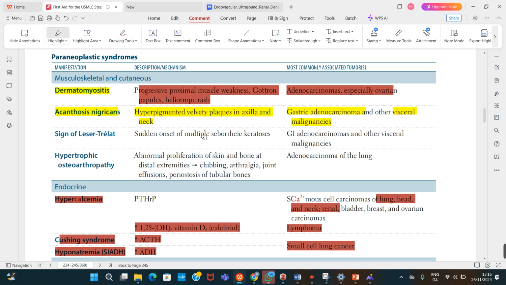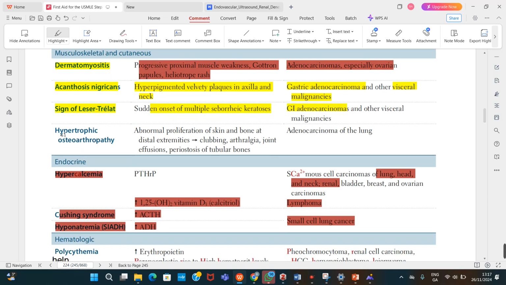True. No catch. Any other visceral malignancy. So there's a triad sign, multiple seborrheic keratosis. They're just plenty. Just rule out a gastric adenocarcinoma. Hypertrophic osteodystrophy. So that's more like hypertrophic osteoarthropathy.